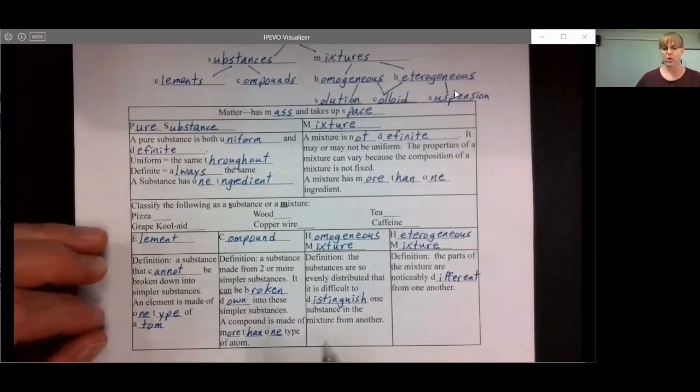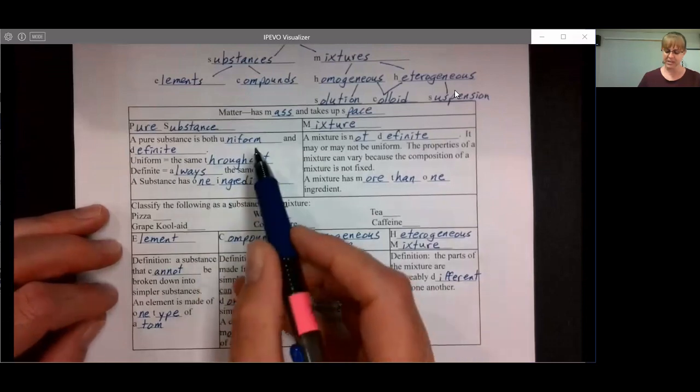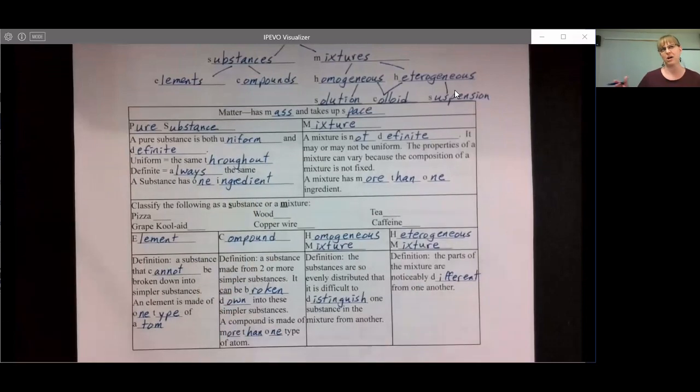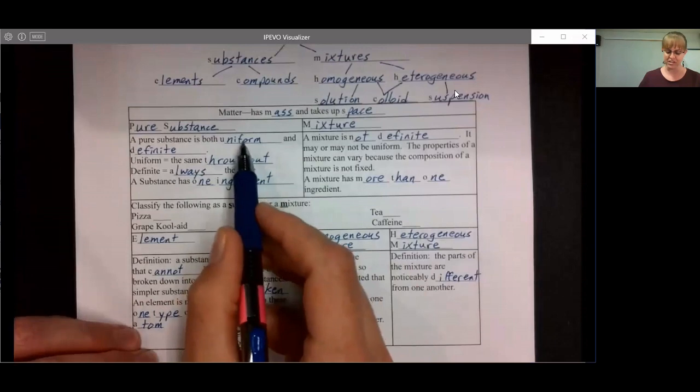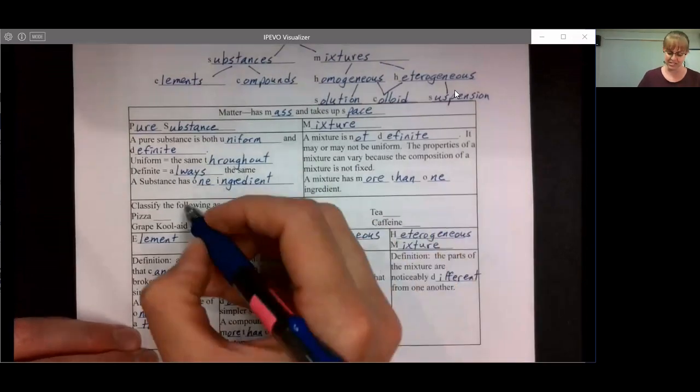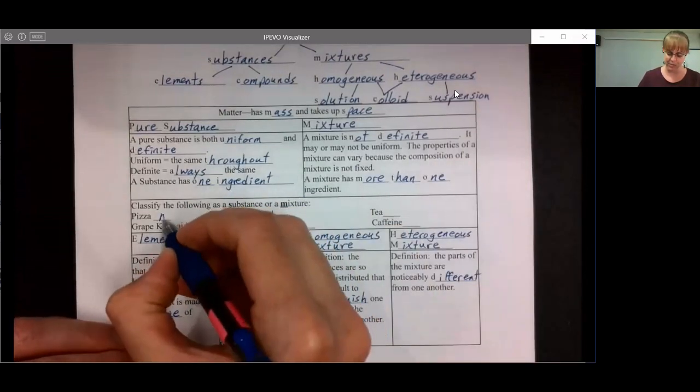All right, so we'll start with pizza. Is pizza uniform? Is pizza the same all the way through? No, it's got cheese, tomato sauce, bread, pepperoni. So it fails the uniform test, so it's not a pure substance, it must be a mixture.